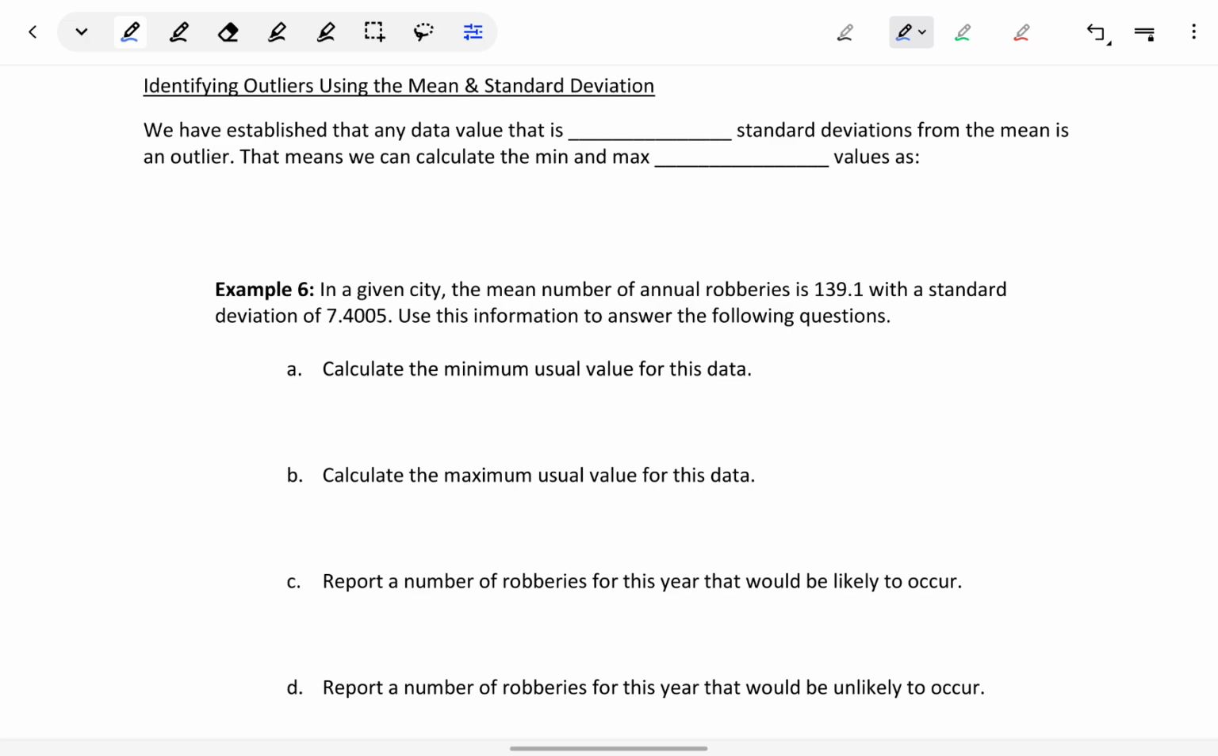So we've already established that any data value that is more than 2 standard deviations away from the mean is an outlier. What we want is a way to calculate the minimum and maximum usual values so that we can classify anything beyond that as an outlier. So we're going to look at how we calculate the min and max usual values.